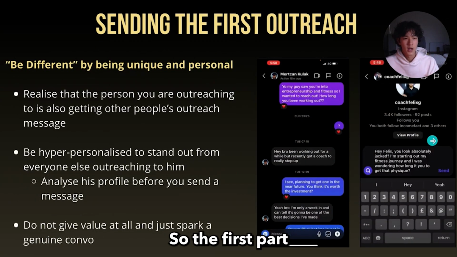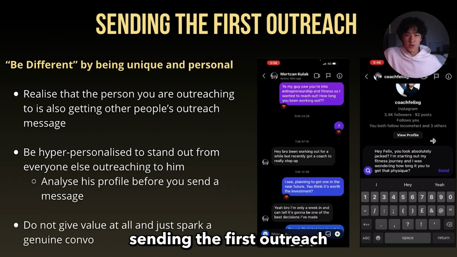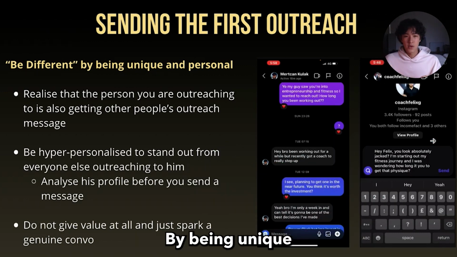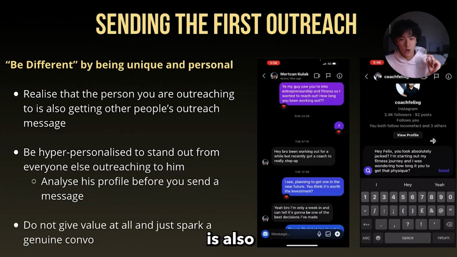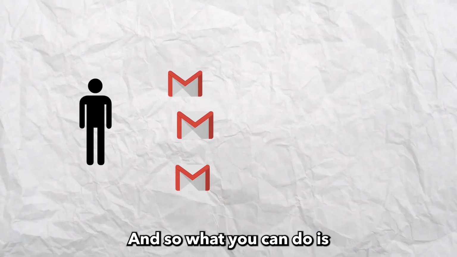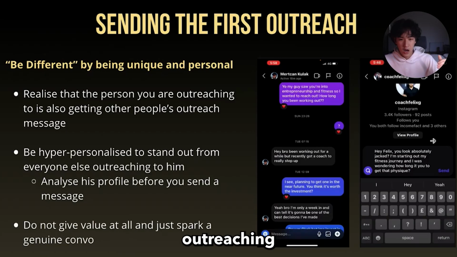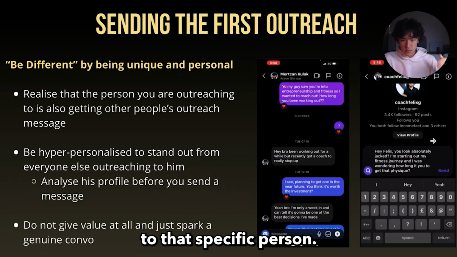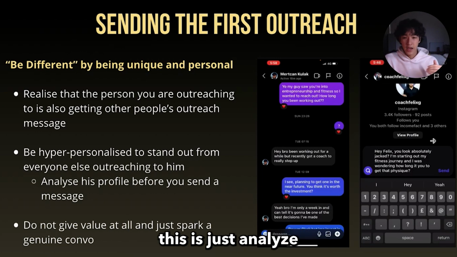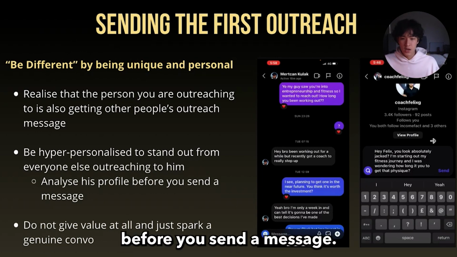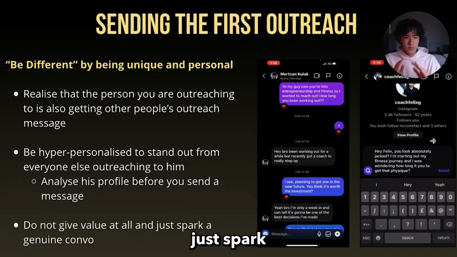So the first part of actually sending the first outreach is to be different by being unique and personal. You need to realize that the person you're outreaching to is also getting other people's outreach messages. And so what you can do is be hyper personalized to stand out from everyone else outreaching to that specific person. So an easy way you can do this is just analyze his profile before you send a message. Do not give value at all, just spark a genuine conversation.